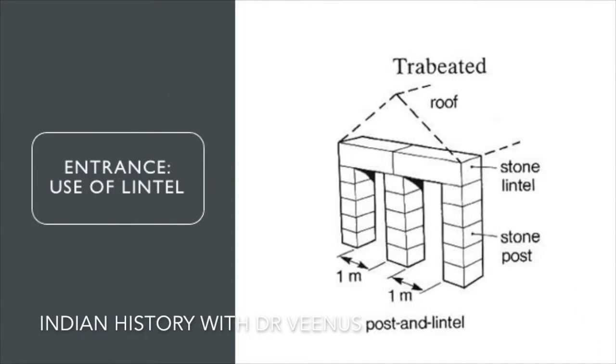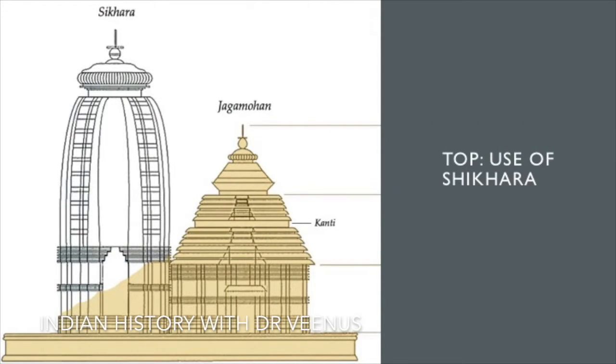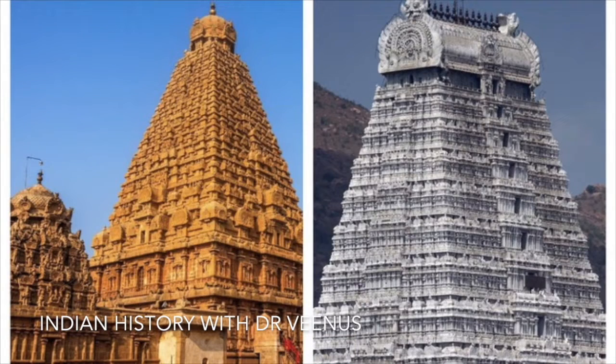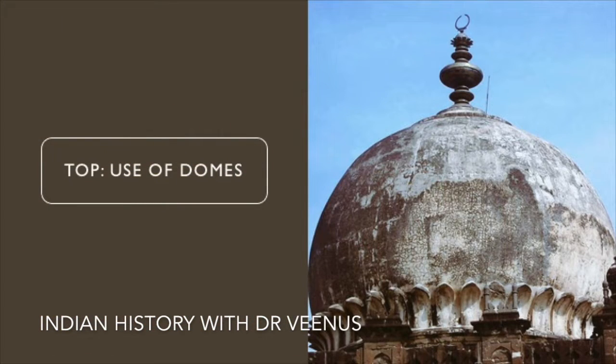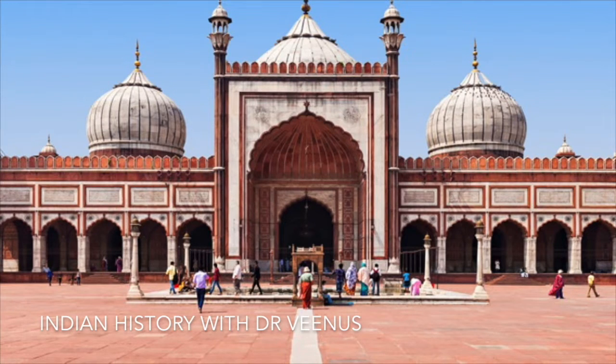Difference between Arcuate style and Trabeate style. The entrances in the Trabeate style are characterized by the use of lintel, whereas in the Arcuate style they are characterized by the use of arches and domes. Tops in the Trabeate style use the shikhar on the top of the temples. They are generally conical or curvilinear, whereas in the Arcuate style the use of domes, generally hemispherical, on the top of the mosques is seen.